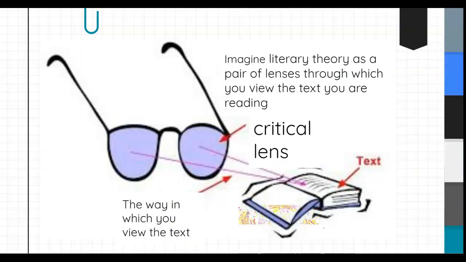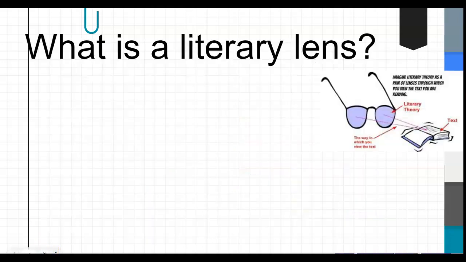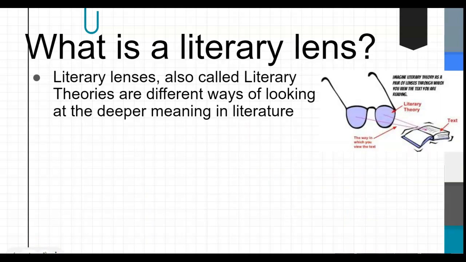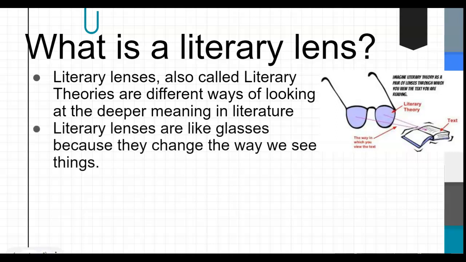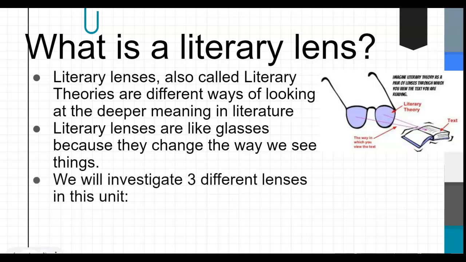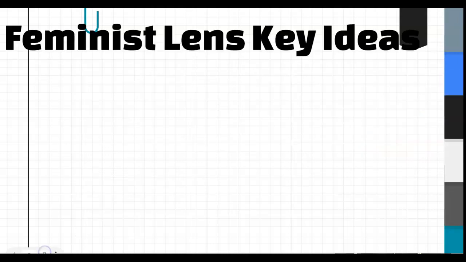So remember the lenses. We are talking about literary theories that make us see books a different way, looking at the deeper meaning in literature. Literary lenses are like glasses because they change the way we see things. We'll investigate 3 different lenses in this unit. The first is Marxist, and now we're moving to feminist.